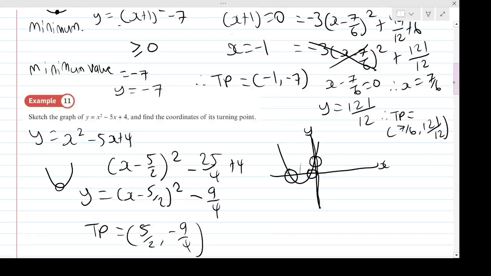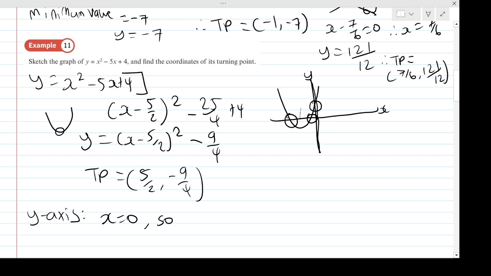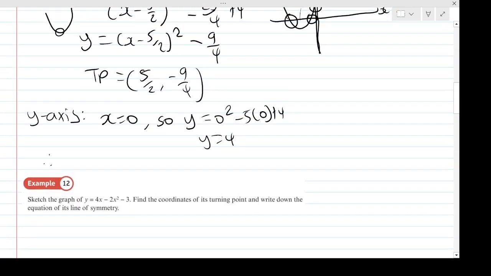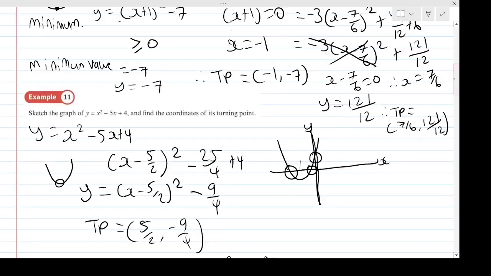So then you substitute x equals 0 into our equation. The y value when it crosses the y-axis is going to be 0 squared minus 5 lots of 0, add 4. Well, the zeros go away, so you're literally left with y is 4. Therefore, the coordinate, or the y-intercept, is going to be x, y. We know x is 0, and then the y value is 4. So it crosses the y-axis at 4 for y.